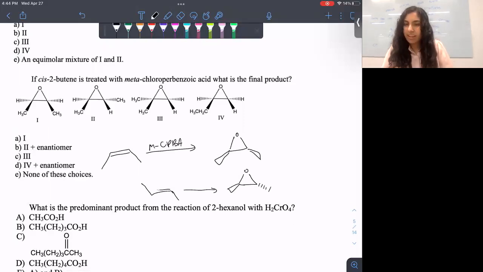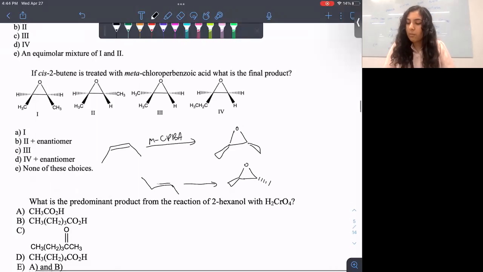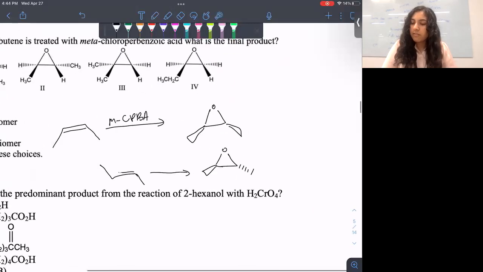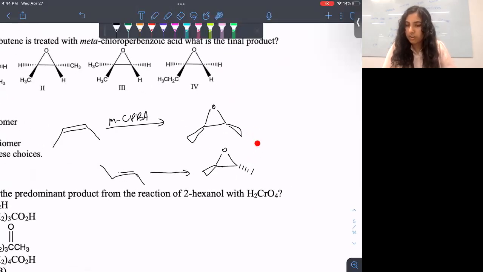Another way, I hate the way that Dr. Roche writes this, but it's a thing he does. One thing he'll do, instead of making the substituents dashed or wedged, he'll make the substituents planar, and then he'll make the epoxide dashed or wedged. So for the first one, well, the first one is fine. The epoxide is syn, it is cis, both bonds to the oxygen are wedged.